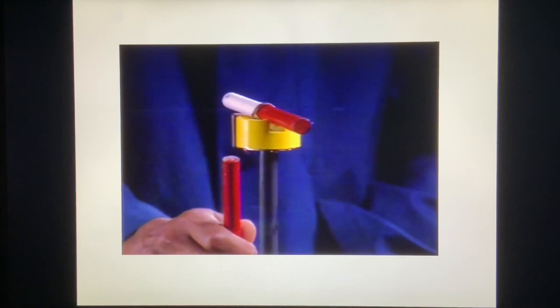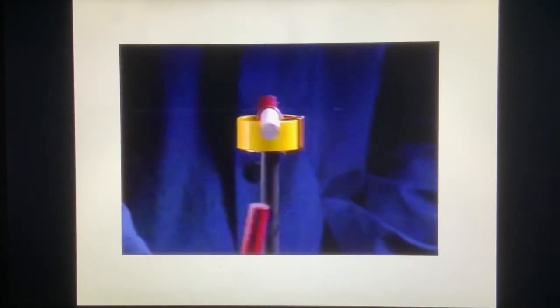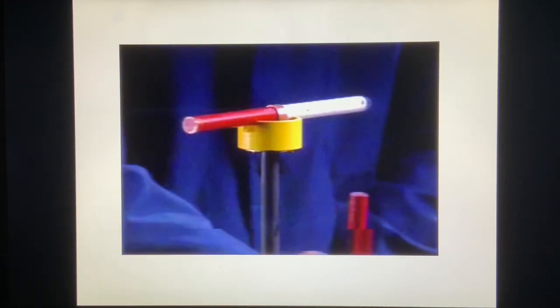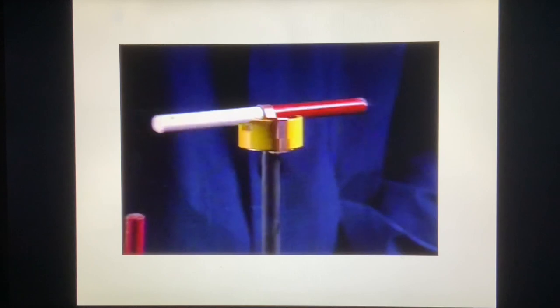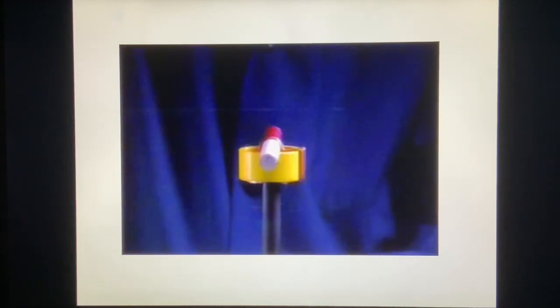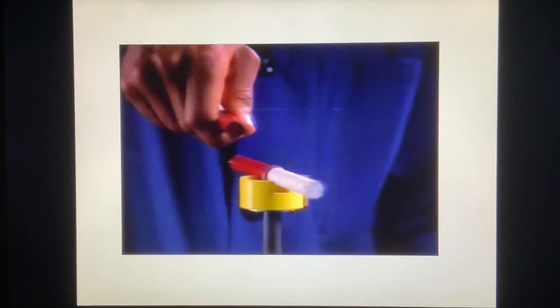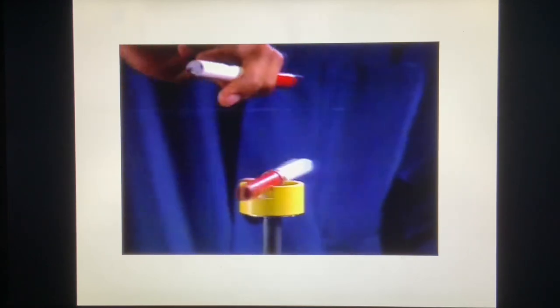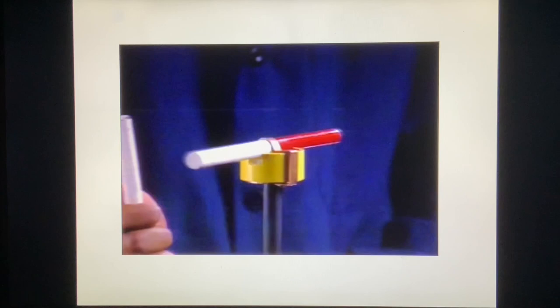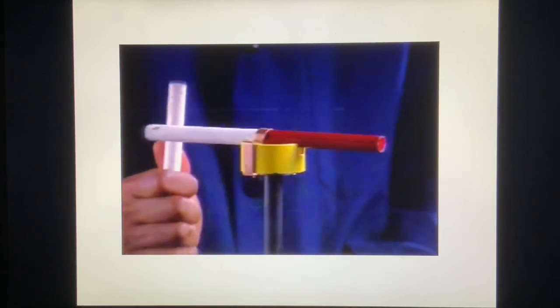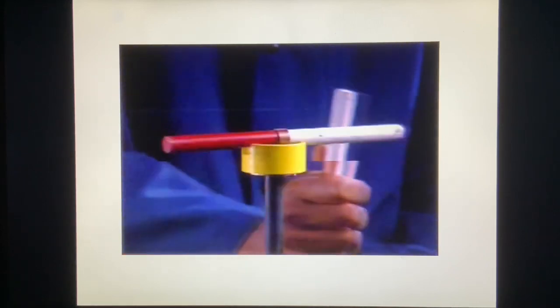These two bar magnets will be used to show magnetic attraction and repulsion. One of the magnets is placed on a bearing stand and the other brought nearby, first with unlike poles together. The magnets are attracted to one another. Now, with like poles together. This time, the magnets repel one another.